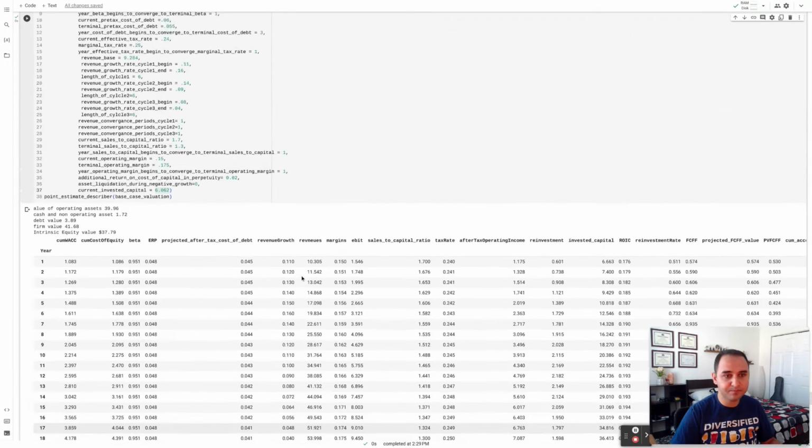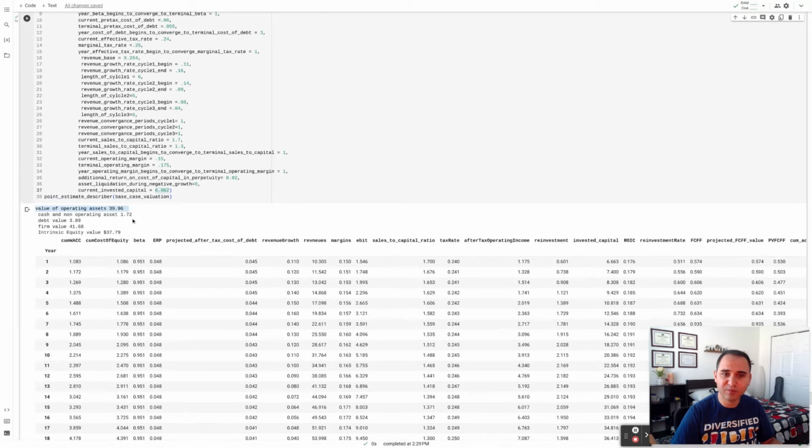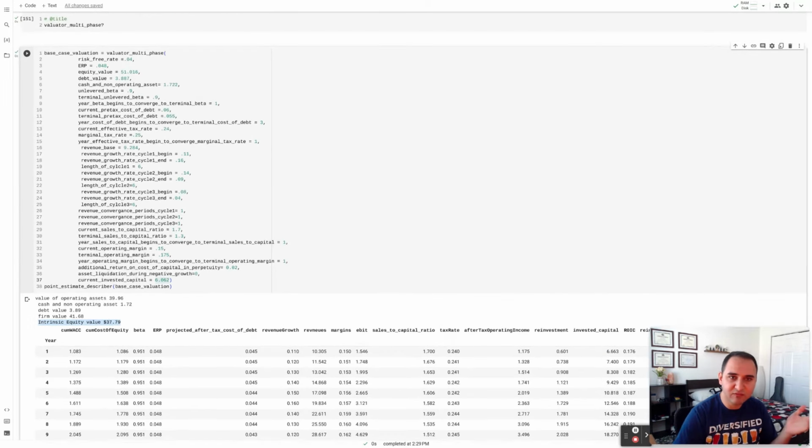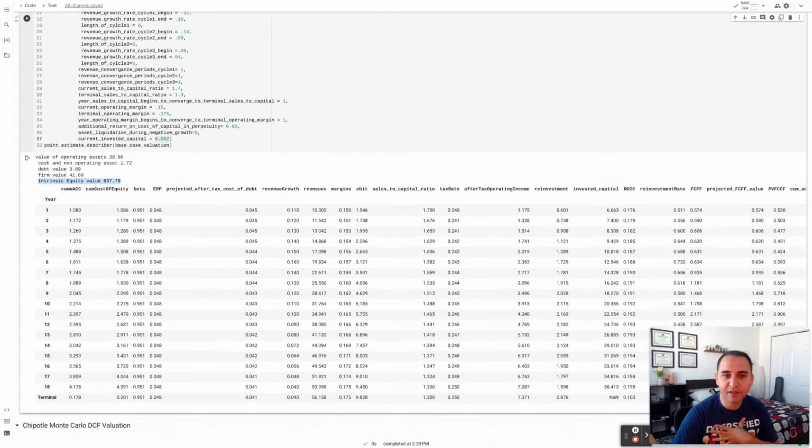You sum them up, and the value of operating assets comes to about 39 billion. The cash and non-operating assets are about 1.7. When we add cash and subtract debt from the value of operating assets, we arrive at the intrinsic value of the business. This is how much is left for the equity owners of the business, the shareholders, the stock owners. This is how much intrinsic value they own. The business is trading around 51 billion, so I find Chipotle to be overvalued.